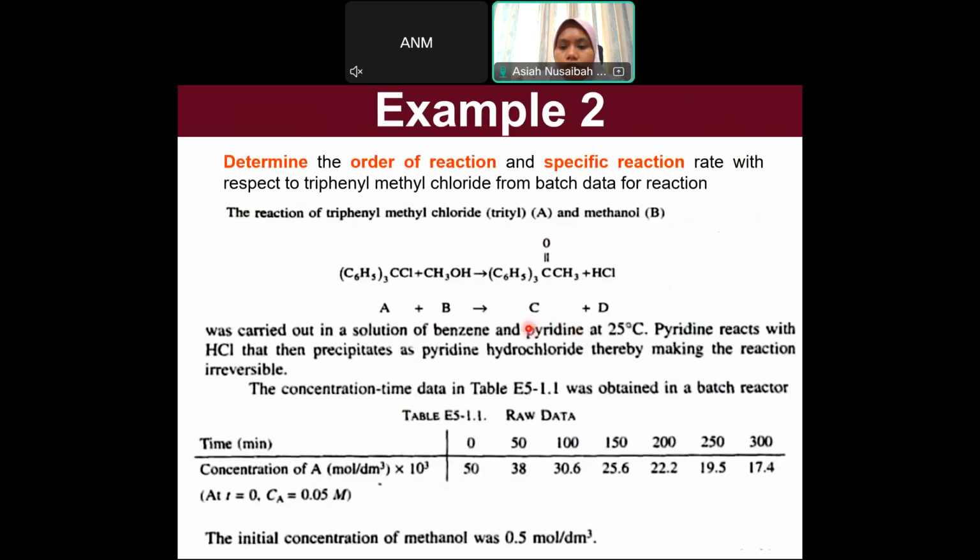Okay, so that's for the intermediate. So this is an example. Determine the order of reaction and specific reaction rate, so alpha and also K, with respect to triphenyl methyl chloride from batch data for the reaction.